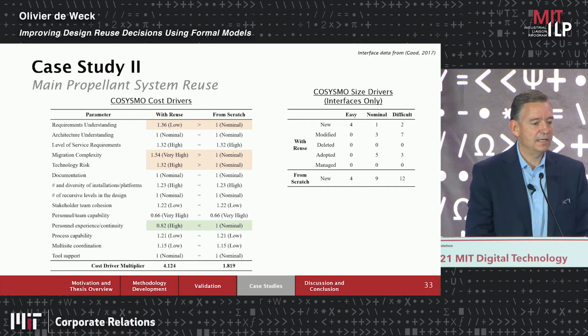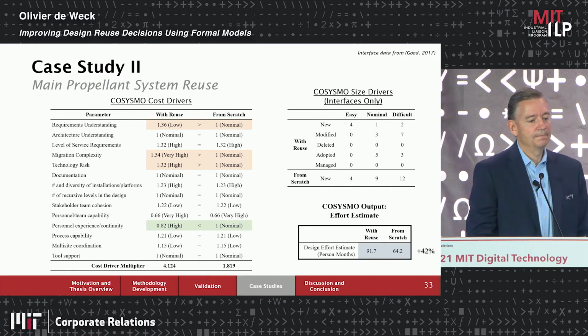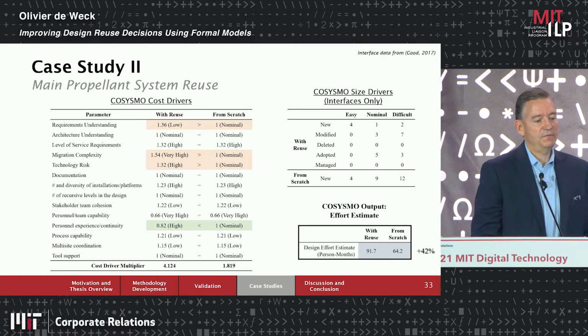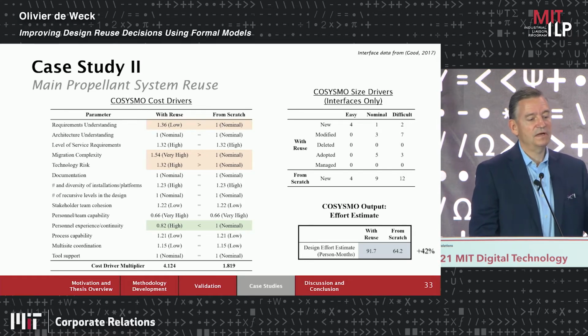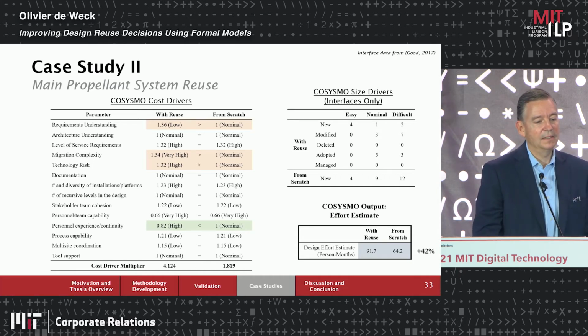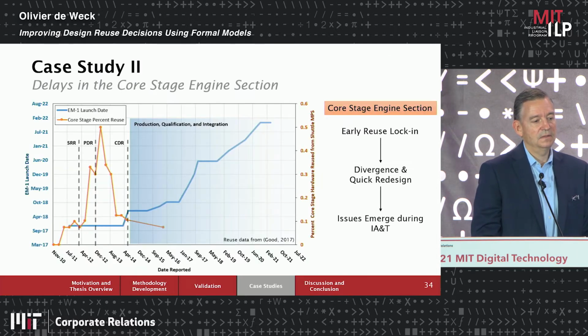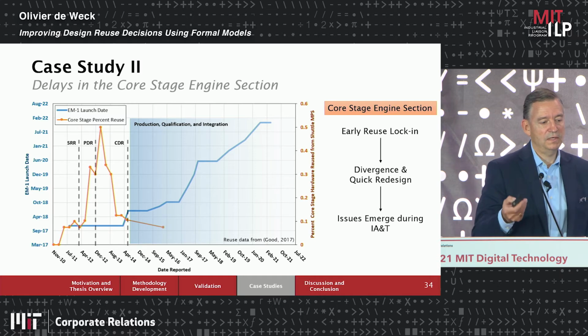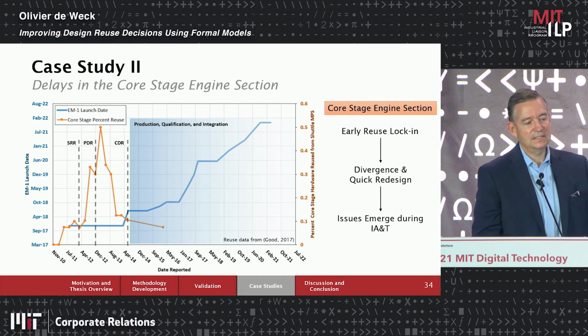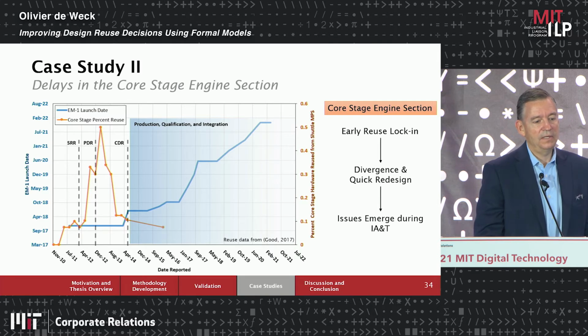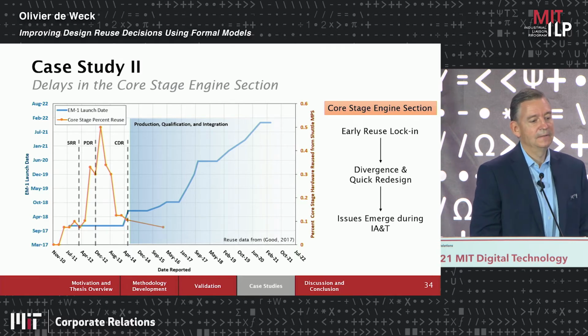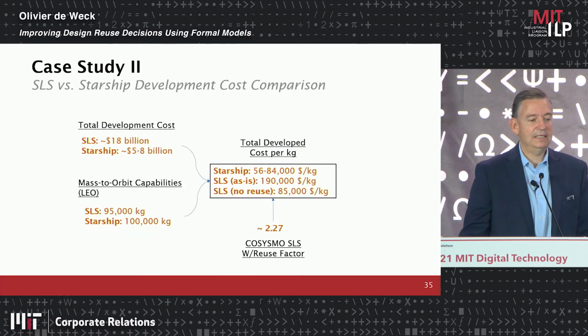And so our COSYSMO analysis showed that the design effort was about 42% higher. And the ratio, the cost driver multiplier with reuse, about 4.1 versus from scratch about 1.8, it's roughly a factor of 2. And one of the consequences of that complication of forcing the reuse has been that post the critical design review in 2014, you can see the blue line is the delays in the program. Early reuse locked in caused divergence and a lot of issues in integration and testing. So we don't think it was a good choice to mandate the reuse.